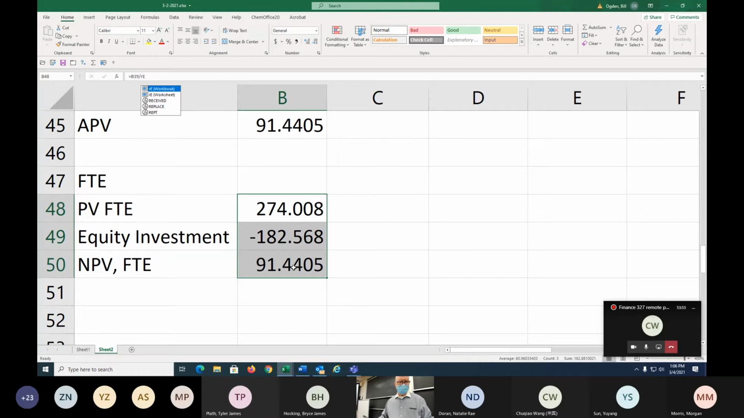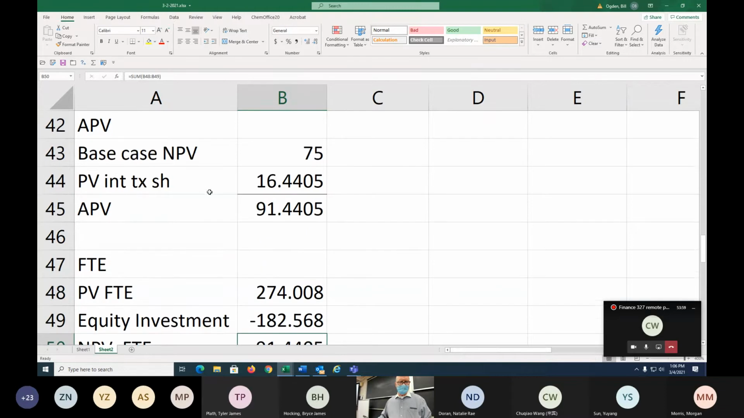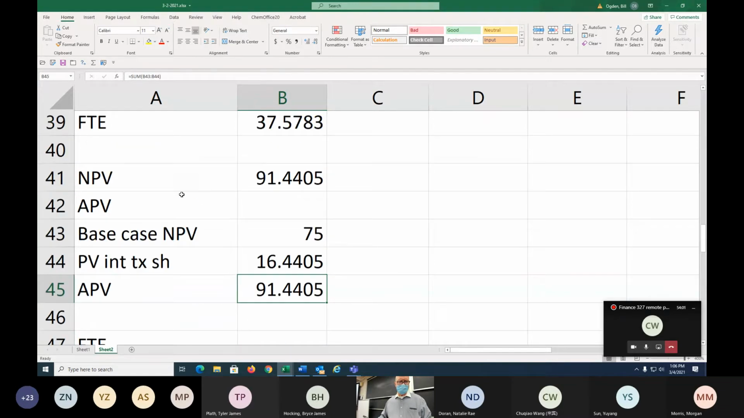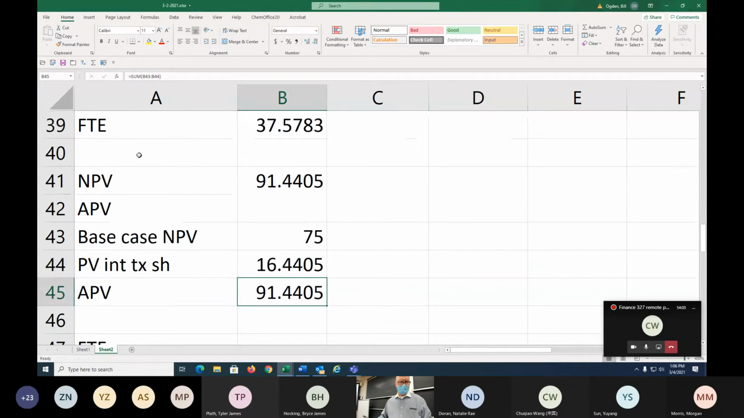And look at that. NPV, the flow to equity, says this is worth 91.44. APV, 91.44. NPV, 91.44. Same assumptions, you get the same value, don't you? So far, so good?